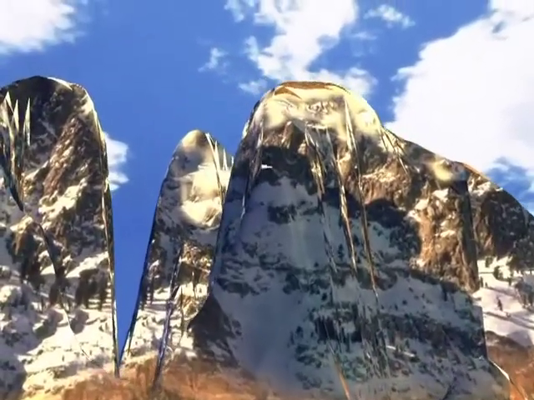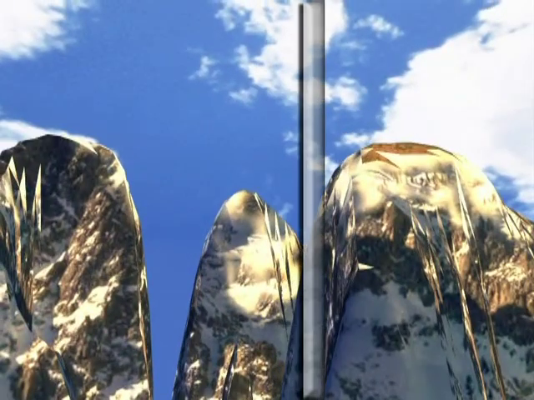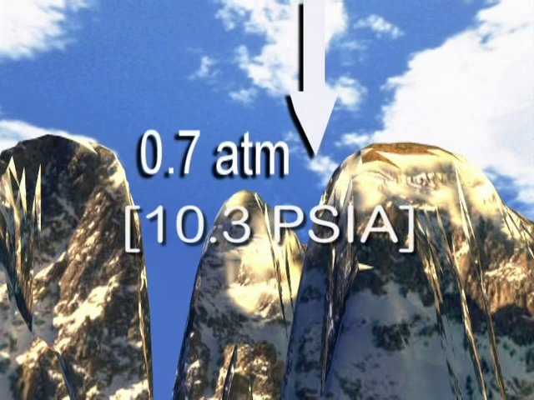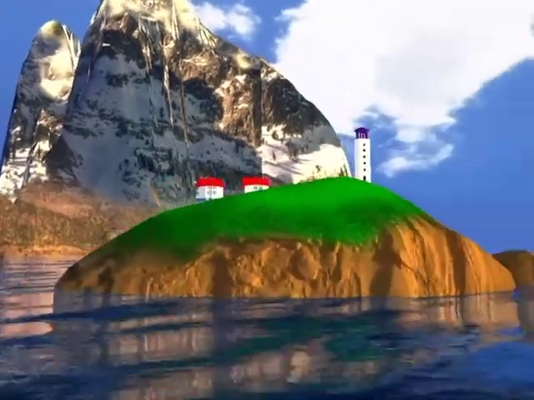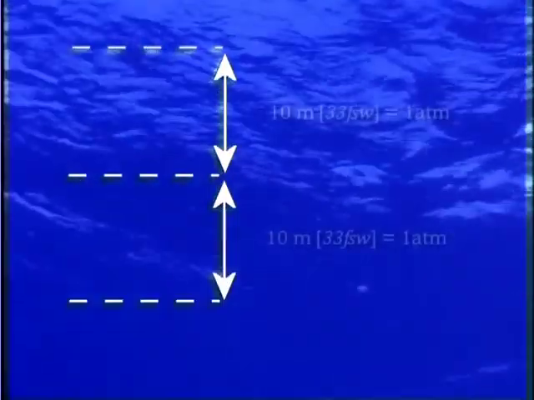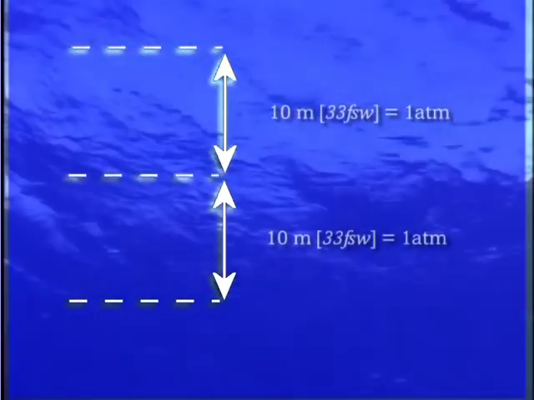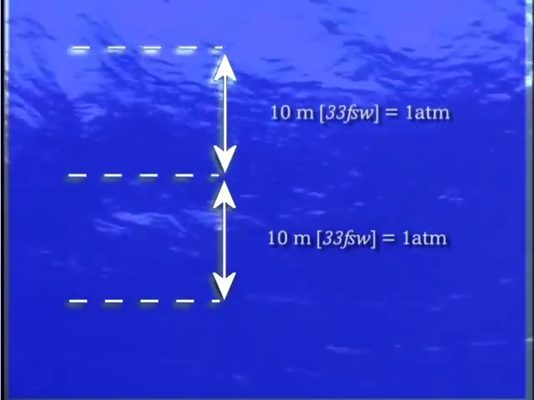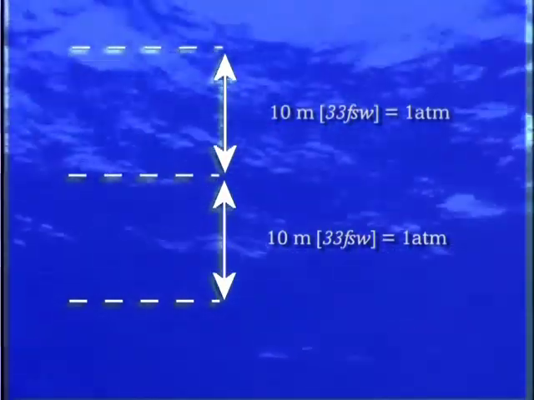As we go up a mountain, the column of air above us decreases, and therefore the pressure is less than 1 atmosphere. Now let's go underwater. Molecules of water are much heavier. A column of salt water about 10 meters, 33 feet high, weighs about the same as the entire column of atmospheric air. This means that for every 10 meters, 33 feet of depth, the weight of the salt water generates a pressure of 1 atmosphere. This pressure is known as hydrostatic pressure.